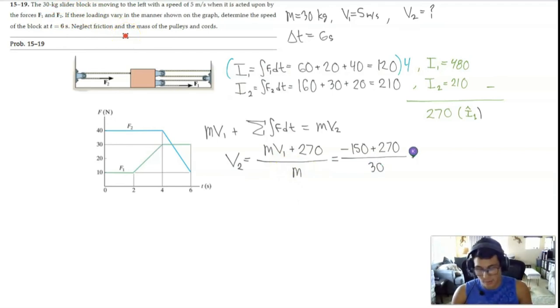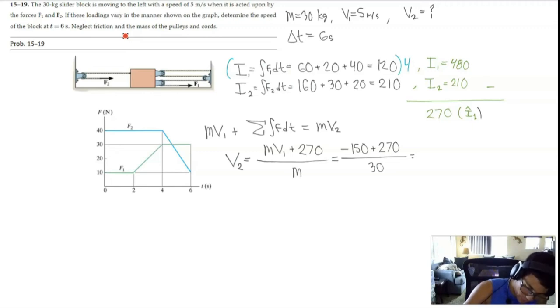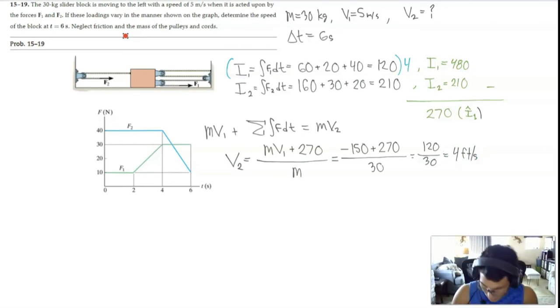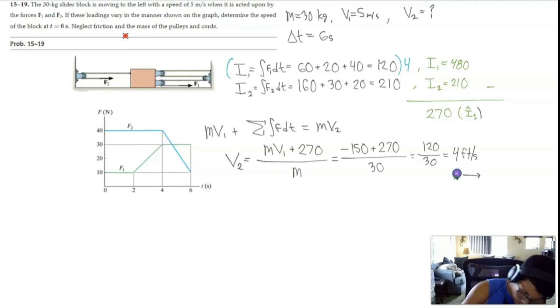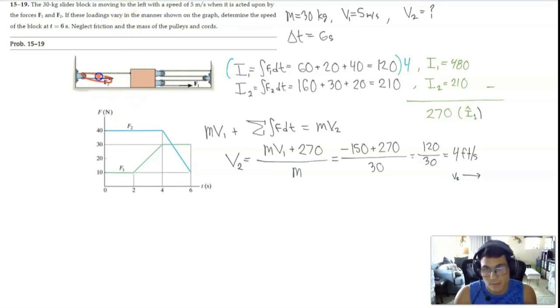Okay, so 270 minus 150, that is 70 minus 50 is 20, and 100, so it's 120 over 30. And that is equal to 4 feet a second. Okay, that is where v2 is going, and v2 is going that way, as indicated by 2.